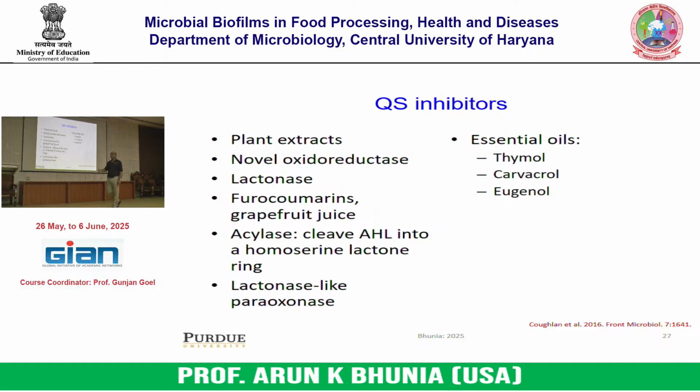Can you use these molecules to stop their communication? They're going to inhibit those quorum sensing molecules. So these are some of that list of chemicals. Some of this coming from grapefruit juice, right? These are acylase that breaks down the AHL, and also a lot of essential oils, thymol, carvacrol from grape, or eugenol. These all come from spices and herbs we eat. So those also can inhibit the quorum sensing.